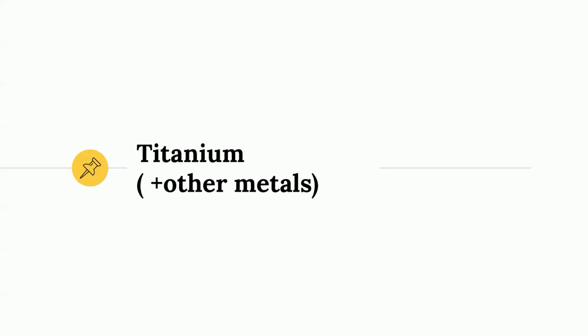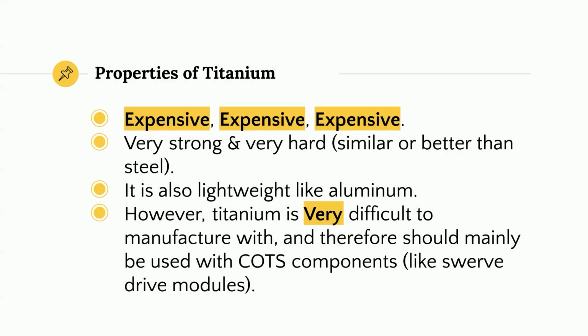Titanium or other metals in FRC. The properties of titanium are that it is expensive, expensive, expensive. It is very expensive. You don't want to buy it. Remember that word in your head when thinking about titanium. It is expensive. It's also very strong and very hard, similar to or better than steel.